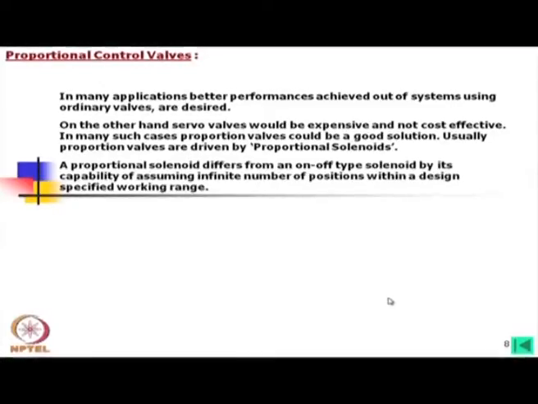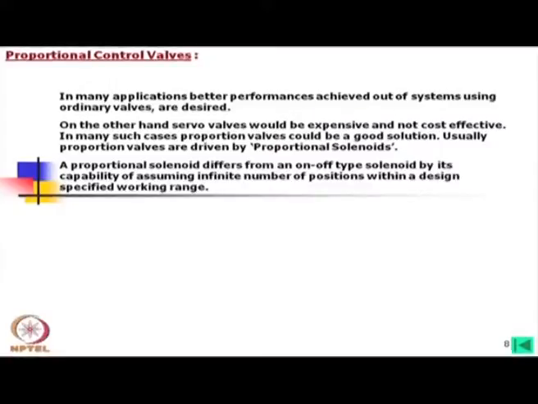A proportional solenoid differs from an on-off type solenoid. Most of the time, the electrically actuated valves we find, ordinary on-off type valves, also use solenoids, but that is an on-off type solenoid. If you give the input, the solenoid will actuate fully and the valve will be on, and if you switch off the current, then it will be off. That means the solenoid armature will be fully retracted and it will be off.